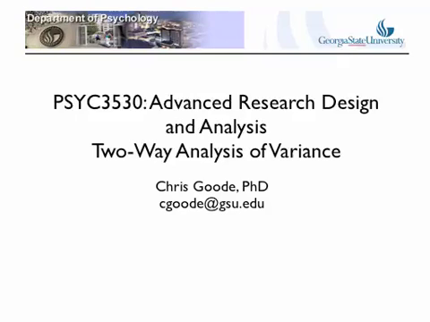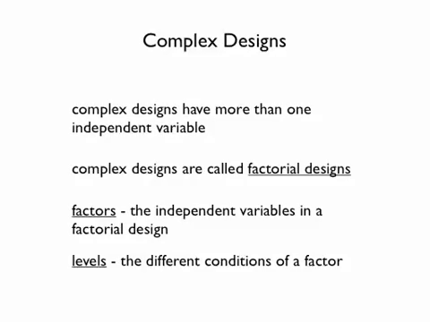Okay. Two-way analyses of variance are used when you have a complex design. And complex designs are what we call experimental designs where more than one independent variable is being manipulated at a time. We also call complex designs factorial designs. And when we're talking about manipulating more than one independent variable at a time, we call those independent variables factors. So the independent variables in a factorial design are called factors, and the different conditions of the factor are called levels. You can also use these terms when you're discussing a simple design.